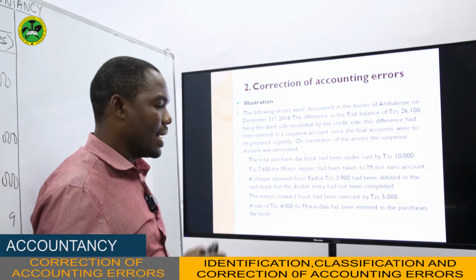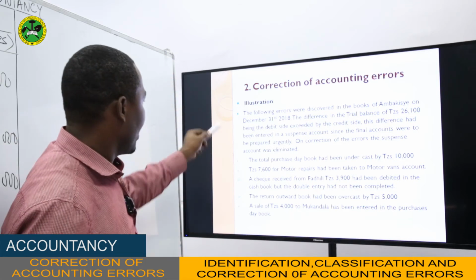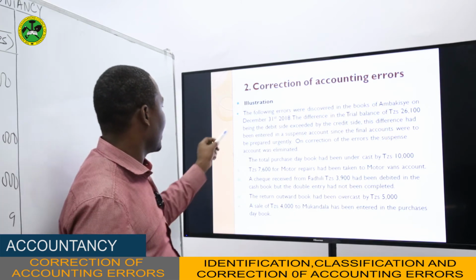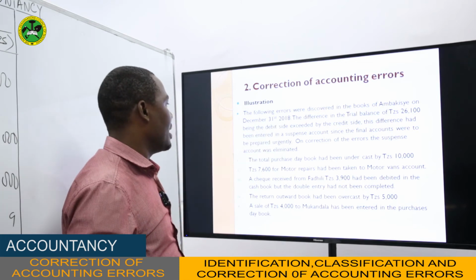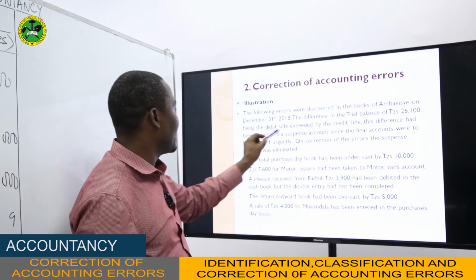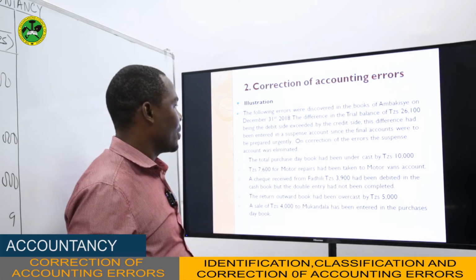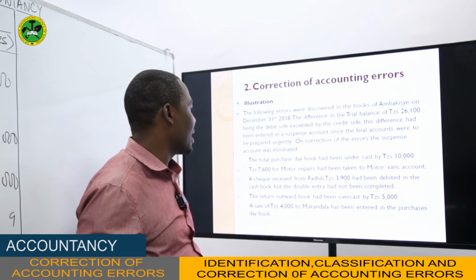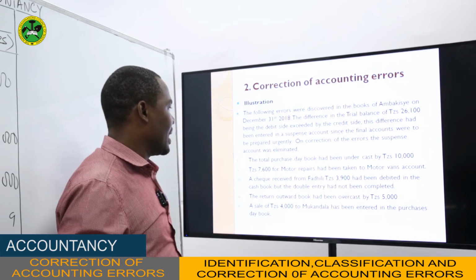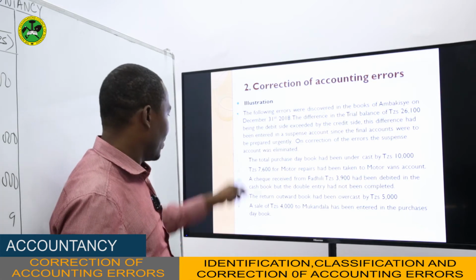Let us see now a comprehensive illustration that will take us through both errors that do not affect the agreement of the trial balance and errors that affect the agreement of the trial balance. We are given this question. The following errors were discovered in the books of Mapitio on December 31st, 2018. The difference in the trial balance of TZS 26,100 was the debit side exceeded by the credit side. So the difference has been entered in a suspense account since the final accounts were to be prepared urgently. On correcting these errors, the suspense account was eliminated. So these are the errors.